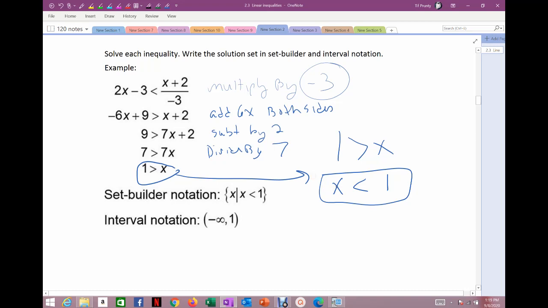And so the set builder notation is: I want all of the x values such that x is less than 1. All right, the interval notation means x has got to be smaller than 1, so I'm shooting off to negative infinity. It's a parenthesis at 1 because 1 is not included. All right, and so now we're just going to practice. I'm going to do a few more examples of this type of problem.